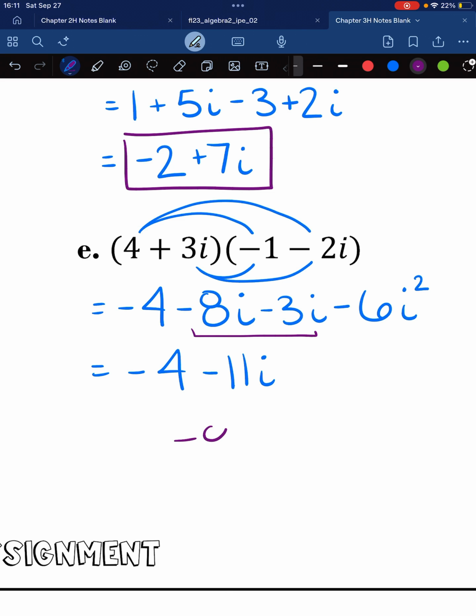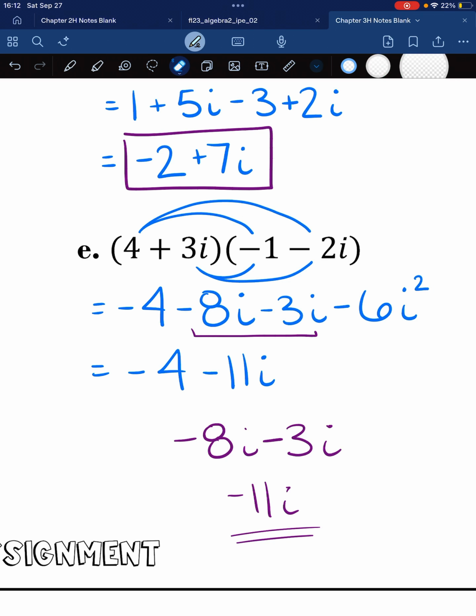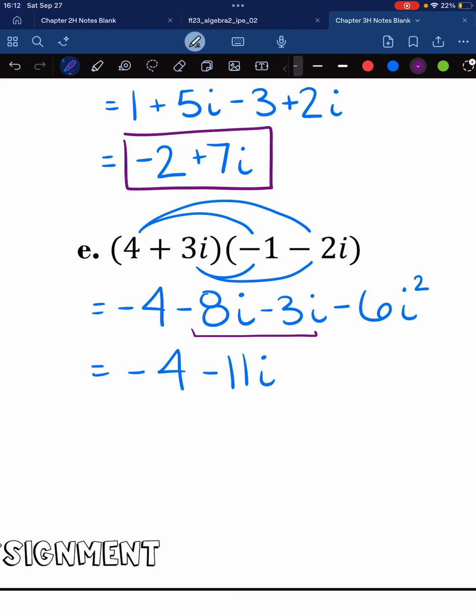negative 11i. Notice this does not turn into i squared because I'm just saying I have 8 negative i's and I'm taking away 3 more negative i's. So in total, I have 11 negative i's. It's only multiplication that's going to create an i squared term there. And that's just a common mistake I see. Okay, and then plus, right, because i squared is negative 1. And negative 1 times negative 6 turns it into a positive 6. I need to go ahead and combine those two real parts.